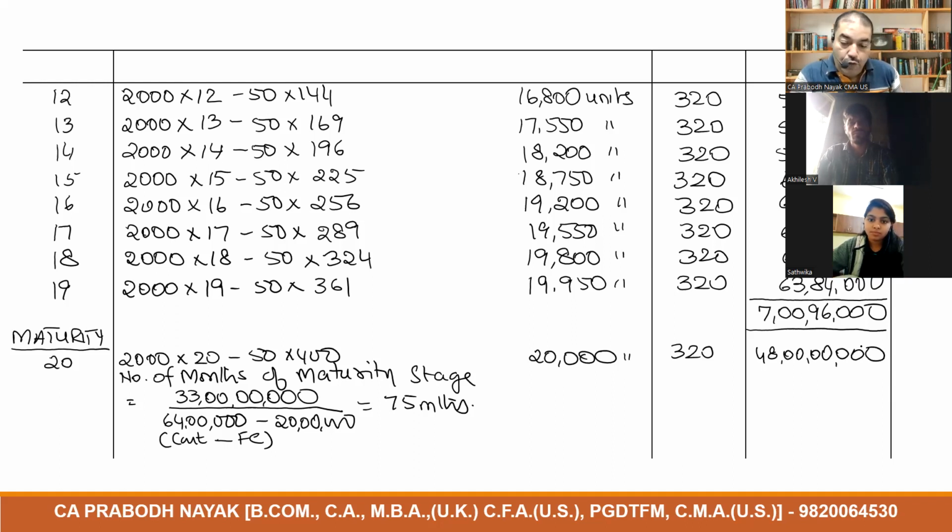So once again, I repeat, 20,000 units per month. 75 months are there in the maturity stage. And the contribution per unit is 320. So first I'll calculate the total number of units, 20,000 into 75 months. I'll get the total number of units as 15 lakhs something. Multiplied by 320, I will get 48 crores. Okay, show this working now.